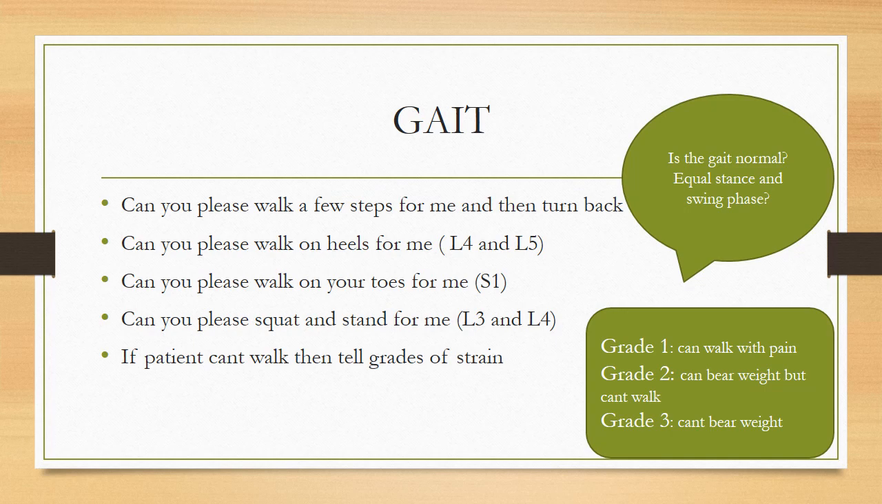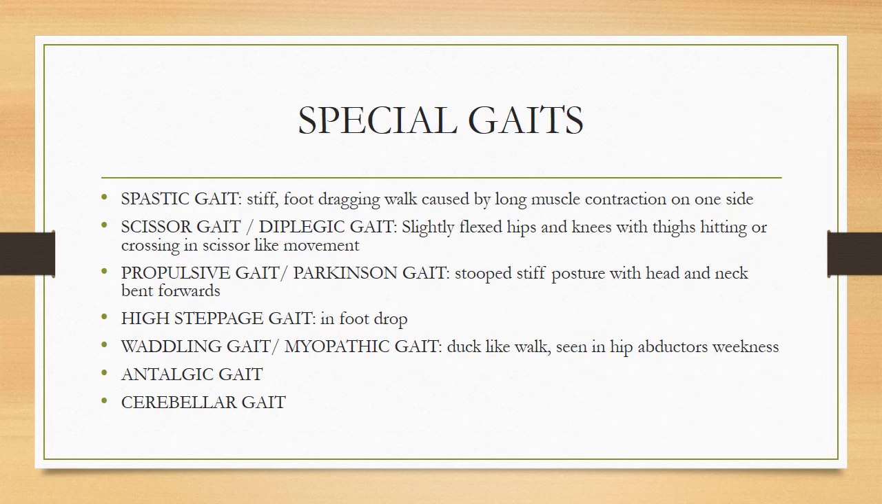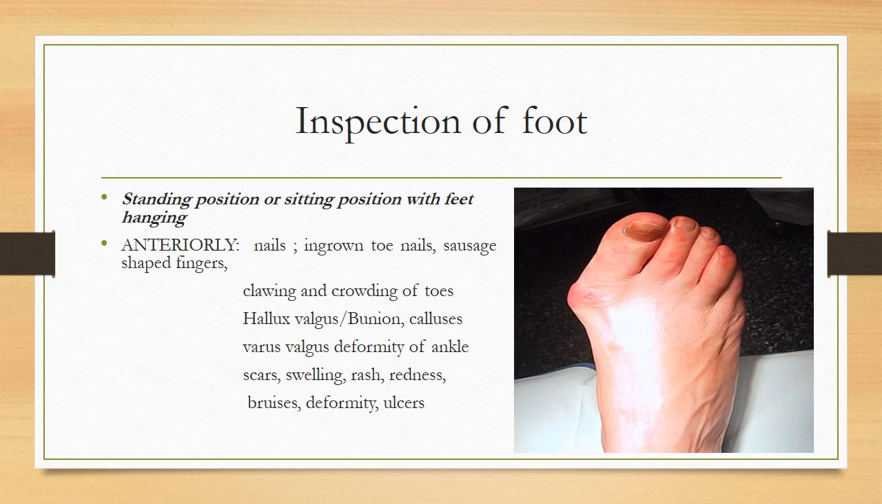After the WIPE approach, general appearance and gait, next we move on to inspection. Here I have just written special gaits like spastic gait, scissor gait or diplegic gait, propulsive gait, high steppage gait. But you must be knowing all of this in your theory. So for now, I'll skip this and let's move forward.